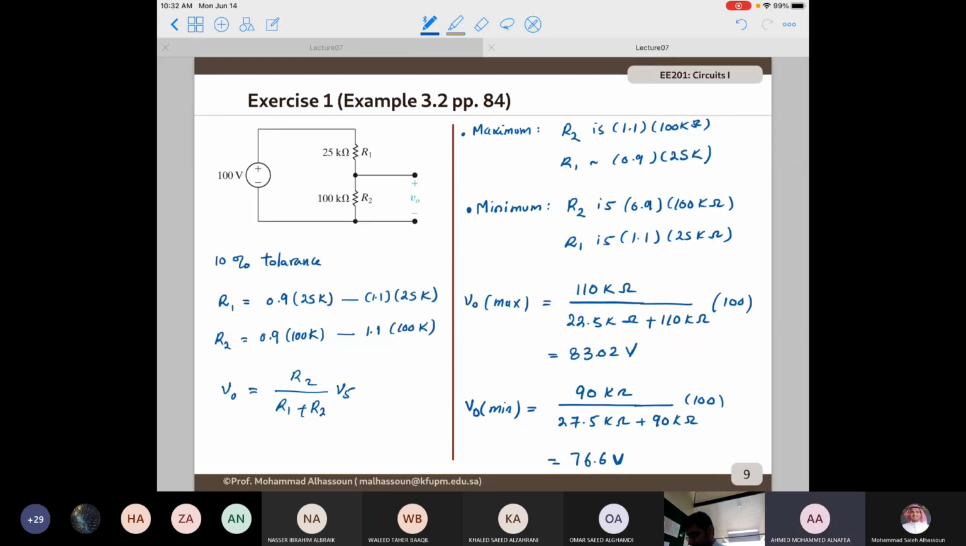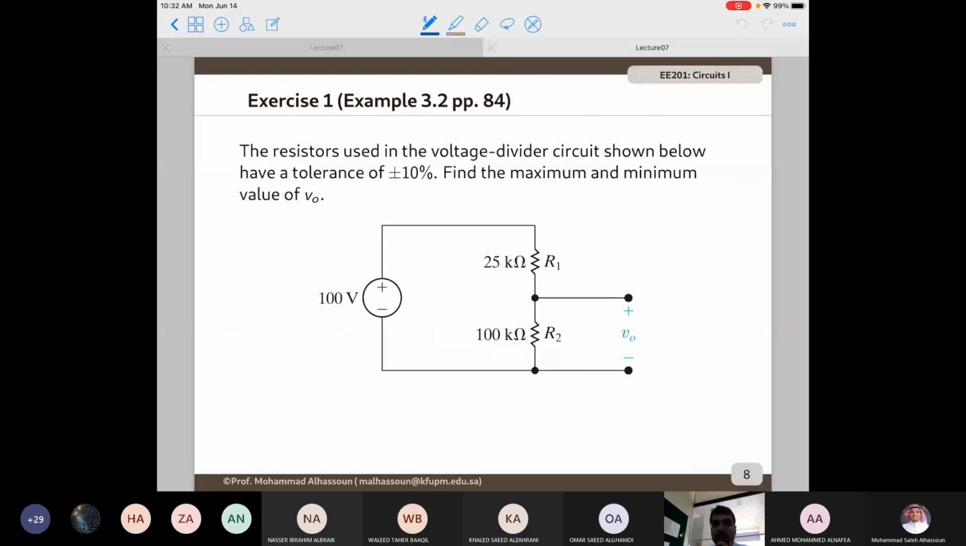Doctor, what are the 0.9 and the 1.1? Okay, so if I said this one has plus or minus 10% tolerance, it means that the value could be 10% greater than 100 kilo ohm or 10% less than 100 kilo ohm. So if something is 10% less than the actual value, that value is 0.9 multiplied by the actual value.